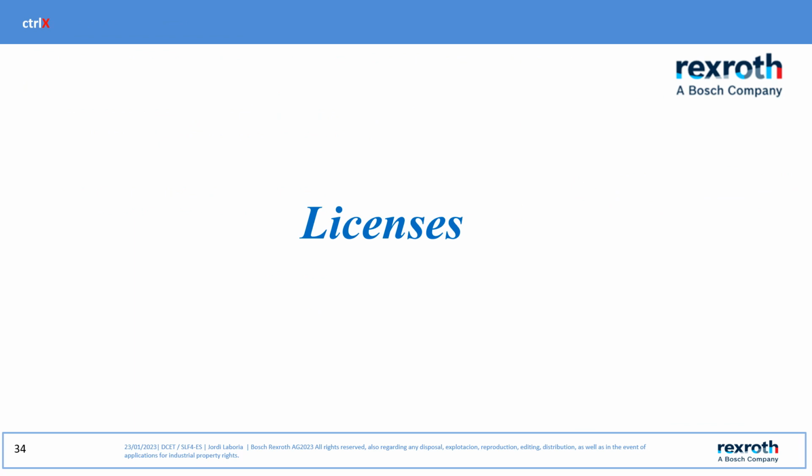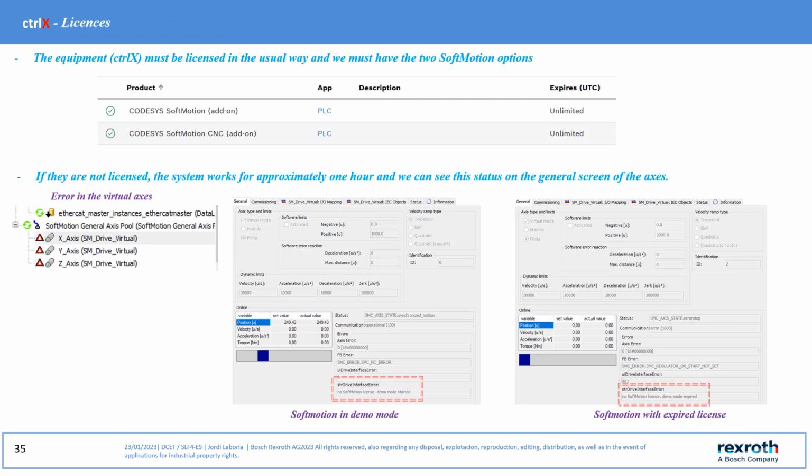Licenses. To be able to use the SoftMotion system in the ctrlX core, we must license these two SoftMotion options. If it is not licensed, the system can work for 1 hour in simulation mode.